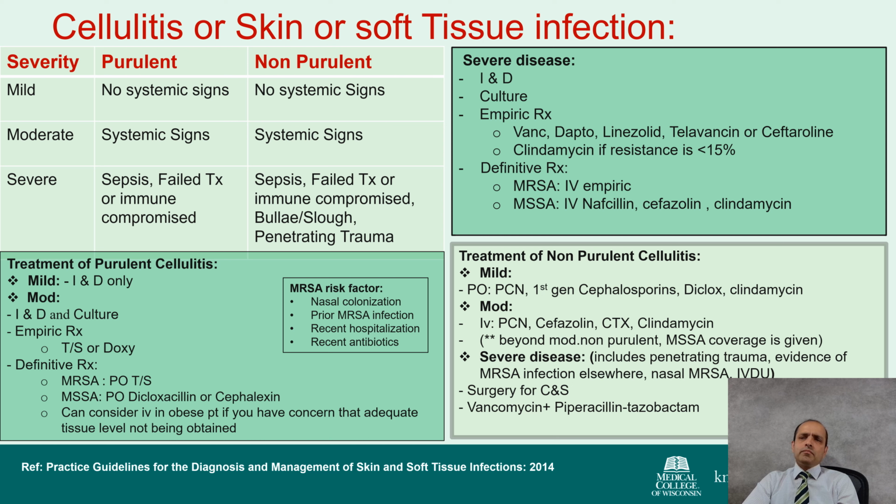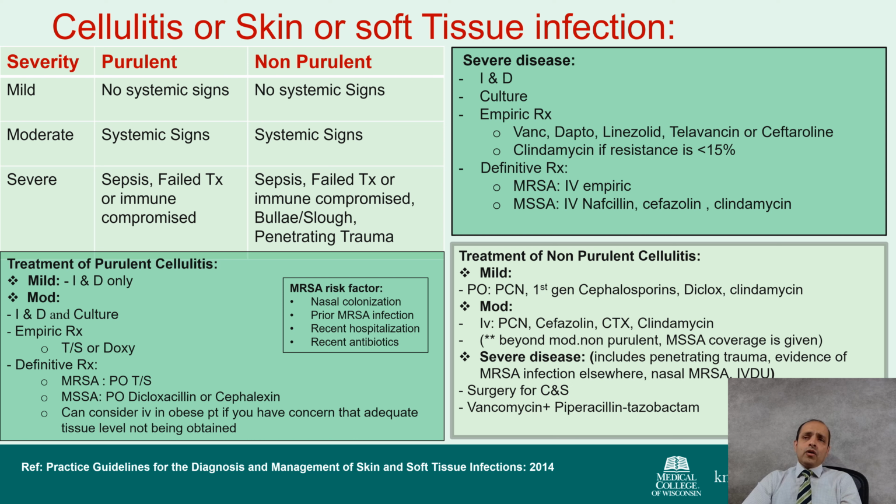And then what are the MRSA risk factors? So MRSA risk factors, somebody with a nasal colonization, or somebody who had a MRSA infection in the past, or somebody who has been to the hospital in the last 90 days, or somebody who has been treated with the recent antibiotics. So those are the folks who are at risk of MRSA infection. And as you can see here, severe disease, again, you do I&D, empiric treatment consists of coverage for MRSA, and then definitive treatment is based upon culture and sensitivity report.